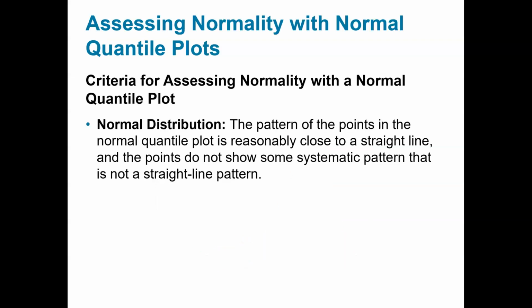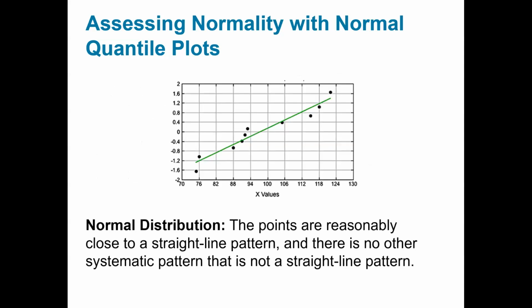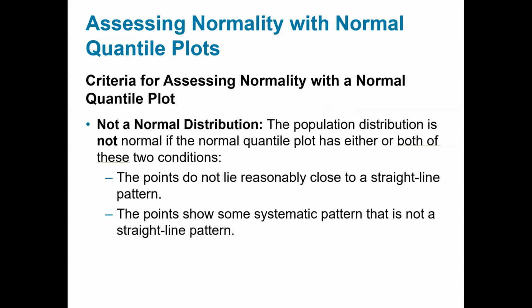Now, when we look at normal data as a line on a scatter plot, in a normal distribution the points are reasonably close to a straight line and there's no other pattern going on here. So this would be a normal distribution of data. Not a normal distribution would be points that don't lie reasonably close to the straight line, or they have a different kind of pattern that's not a straight line.